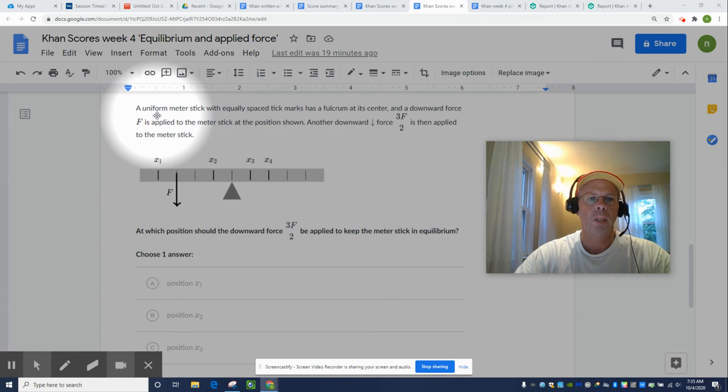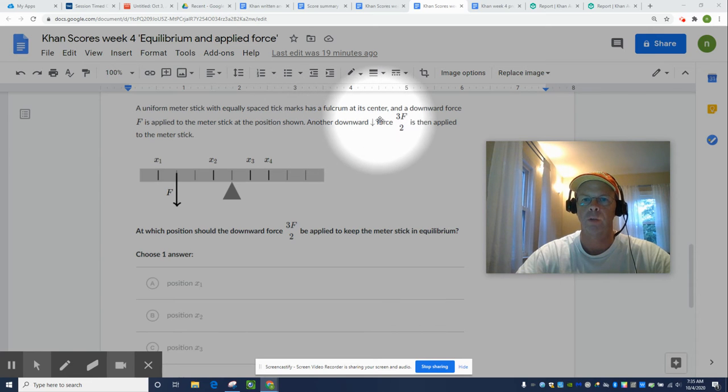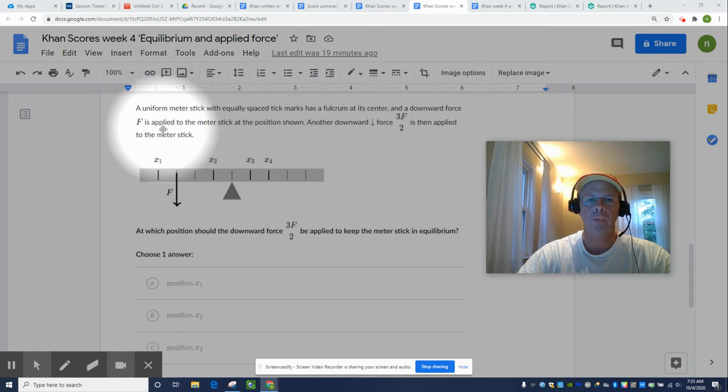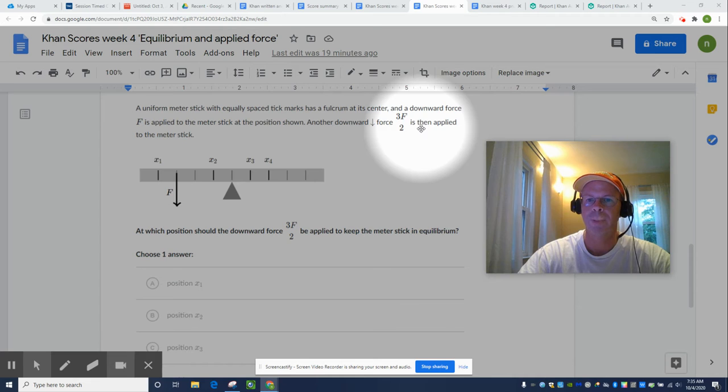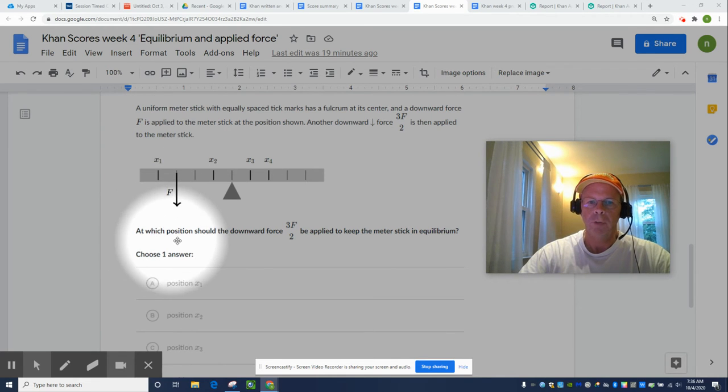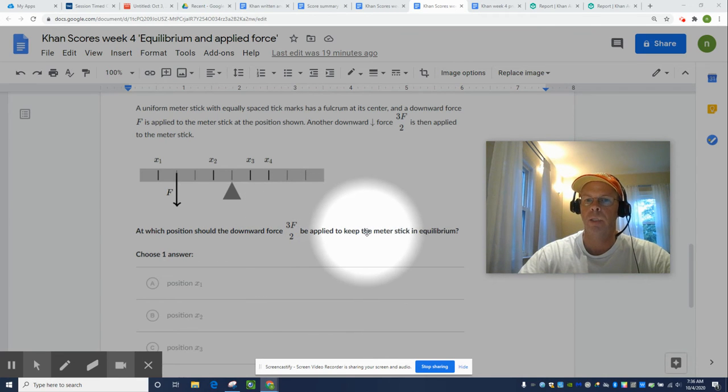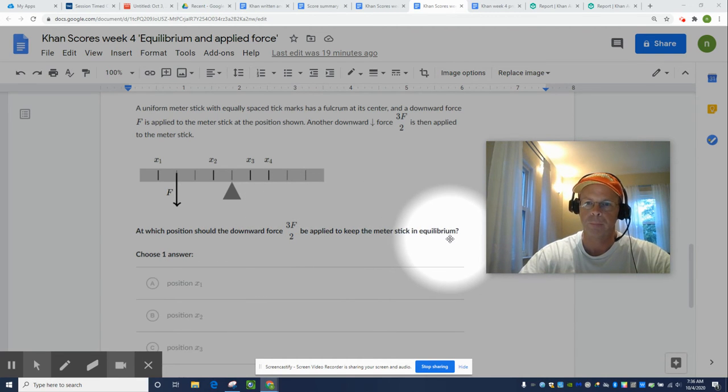So let's read this problem. A uniform meter stick with equally spaced tick marks has a fulcrum at its center, and the downward force F is applied to the meter stick at the position shown. Another downward force, 3F divided by 2, is then applied to the meter stick. At what position should the downward force, 3F divided by 2, be applied to keep the meter stick in equilibrium?